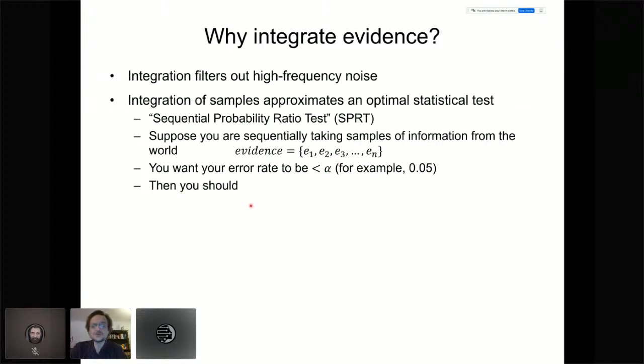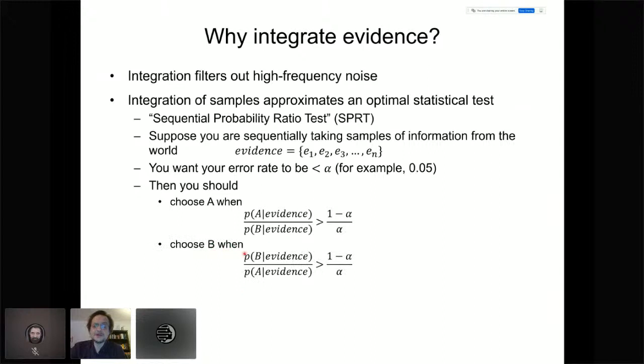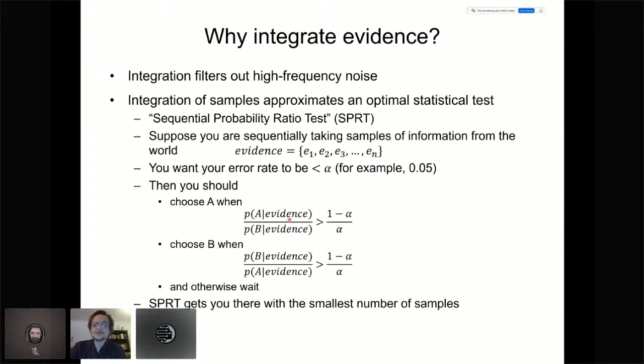If that's the case, then what you should do is choose A when the probability of A, given the evidence that you've received up till now, divided by the probability of B, given that same evidence, is larger than your desired success rate divided by your acceptable error rate. And you would choose B if the opposite is true, if the probability of B given the evidence divided by A is above this threshold. And if neither of these holds, then you should wait, because you're not accurate enough yet. You should wait for more evidence to come in and improve your estimate. This procedure, the sequential probability ratio test, gets you to that threshold with the smallest number of samples. So it's optimal in that way.